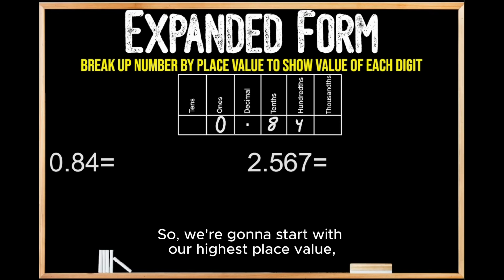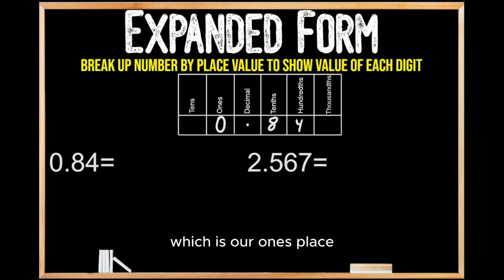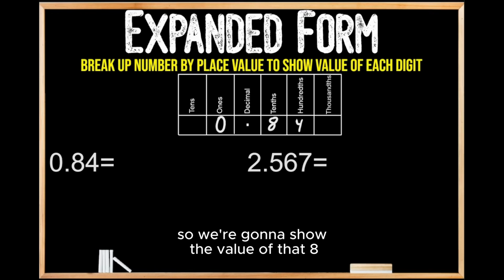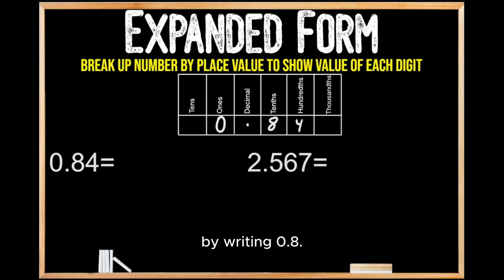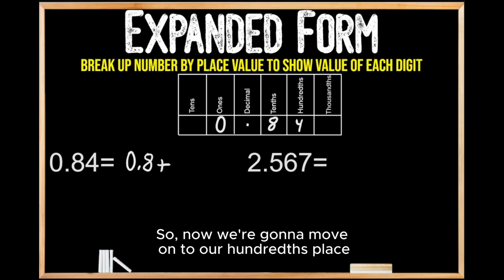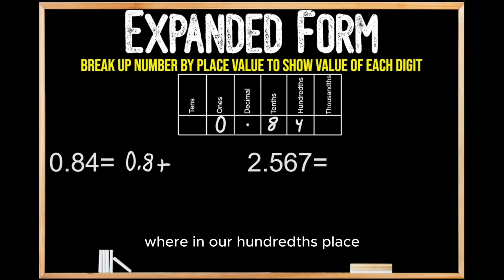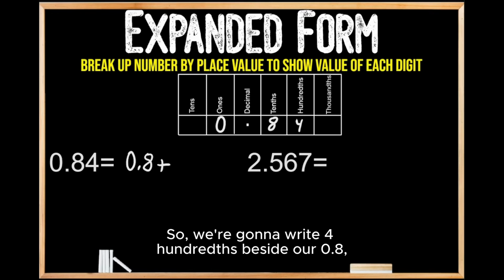So we're going to start with our highest place value, which is our ones place, and since we have a value of 0 there, we're not going to write that number, so we're going to move from left to right to our tenths place. So in our tenths place, we have a digit of 8. So we're going to show the value of that 8 in the tenths place by writing 8 tenths. So now we're going to move on to our hundredths place, where we have a value of 4. So we're going to write 4 hundredths beside our 8 tenths.